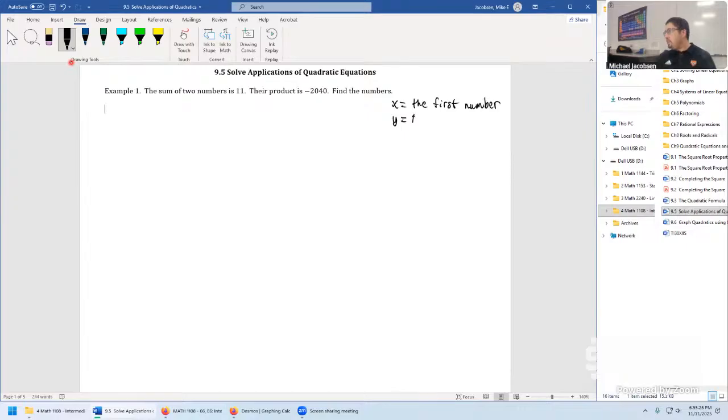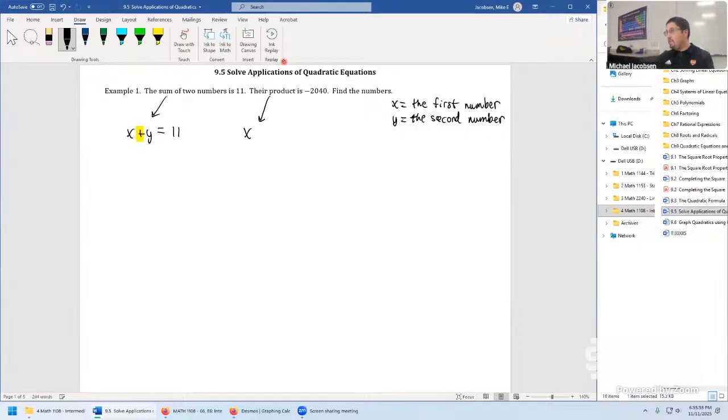Y is going to be the second number. So those are the variables that we're going to be working with. When it says the sum of the two numbers is 11, we can just take this whole sentence and rewrite this as just X plus Y, so now it's a sum, is 11. There's the actual 11. When it says the product, this just means multiply.